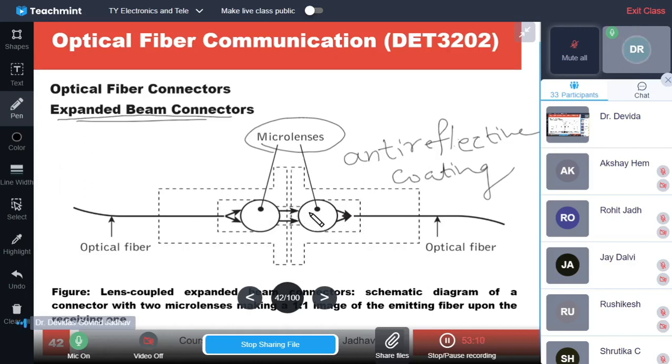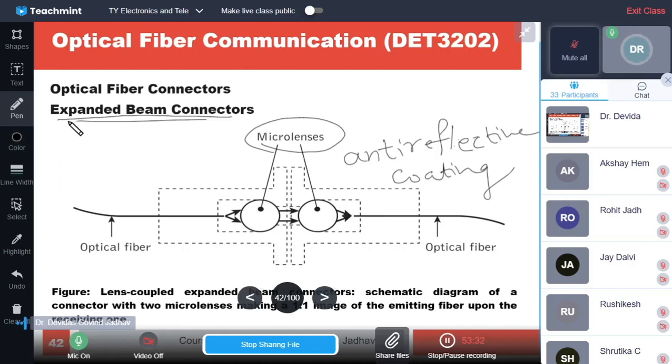Similarly here, air to glass, again glass to air, the anti-reflective coating protects against the loss. Otherwise 1, 2, 3, 4 times the reflections will be there, Fresnel reflections, which will cause a very heavy penalty in that case. So anti-reflective coating is placed over the lenses.